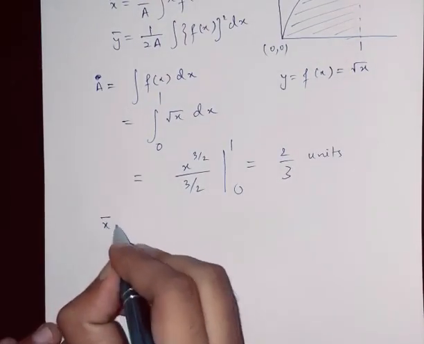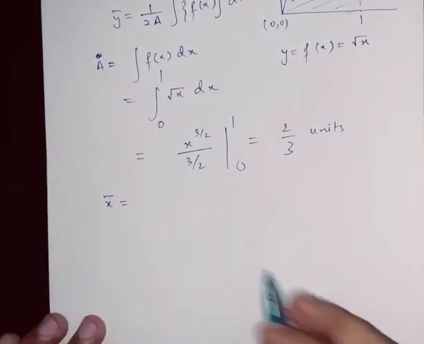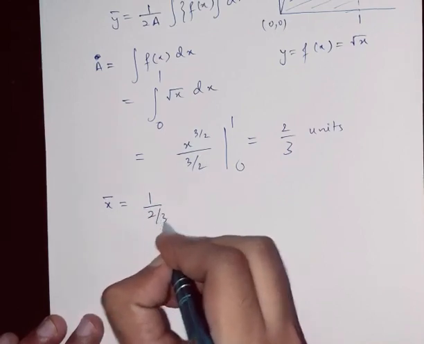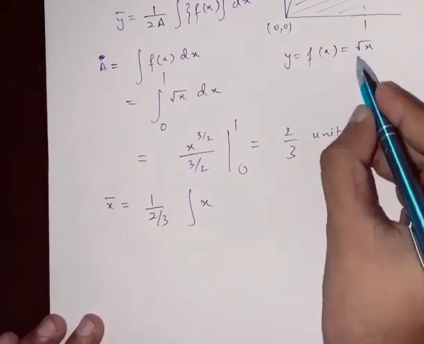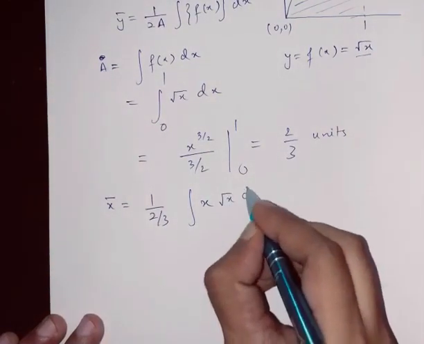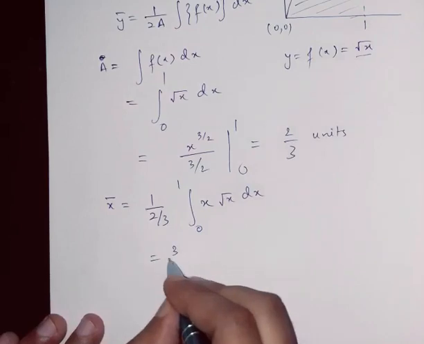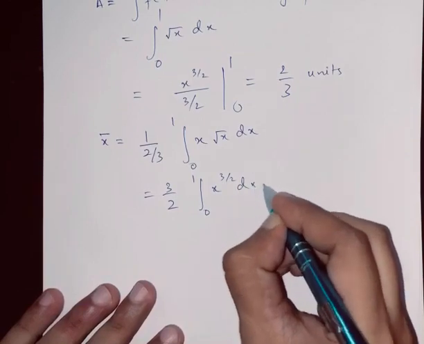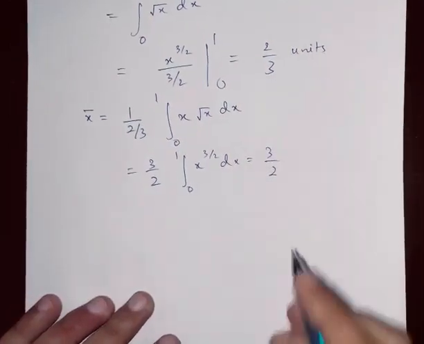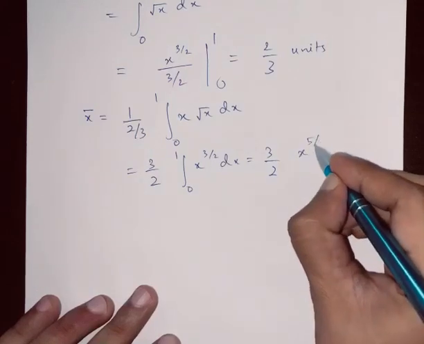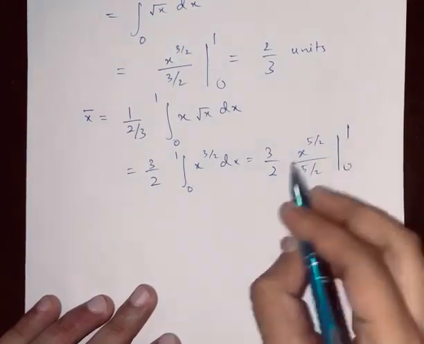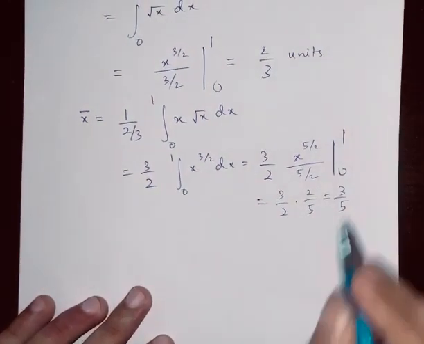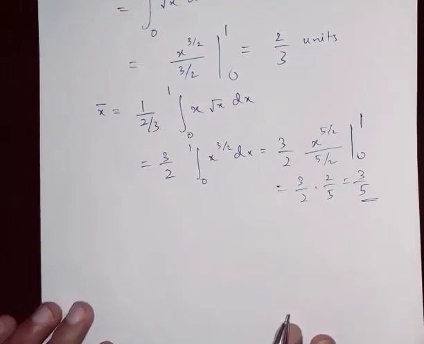Now let us come to the x coordinate of the center of mass. We just put our values: x into f(x), which is root x, into dx, limit from 0 to 1, so 3/2 times the integral from 0 to 1 of x to the power 3/2 dx. That gives you 3/2 into x to the power 5/2 divided by 5/2, and the limit goes from 0 to 1, that gives you 3/2 into 2/5, which is 3/5. So we have already got the x coordinate of the center of mass.